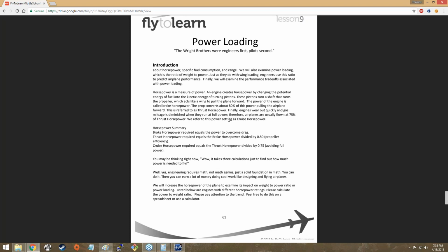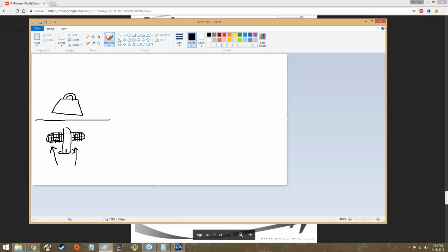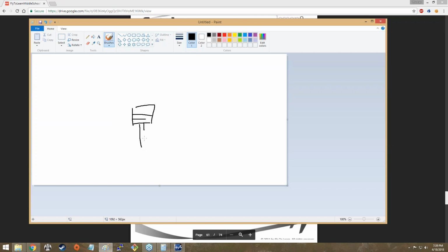Horsepower is a measure of power. An engine creates horsepower by changing the potential energy of fuel into the kinetic energy of turning pistons. So, in essence, if it's a piston-driven engine, what happens is you've got the piston, and it's actually attached to a crooked kind of shaft, and you've got another piston down here, like so.